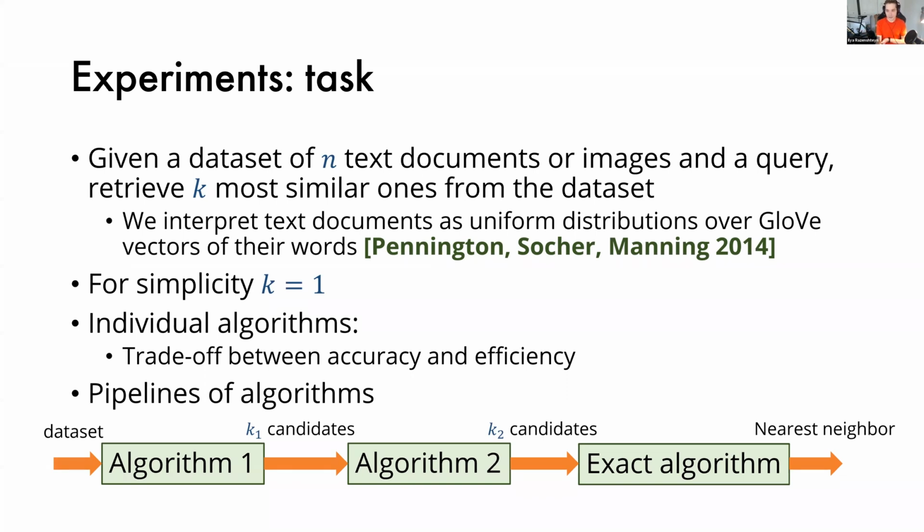And just to give you a slight spoiler, we will see that pipelines benefit a lot from having FlowTree in them. So basically, if you have any pipeline, just throw FlowTree in it and it will be better, roughly speaking.